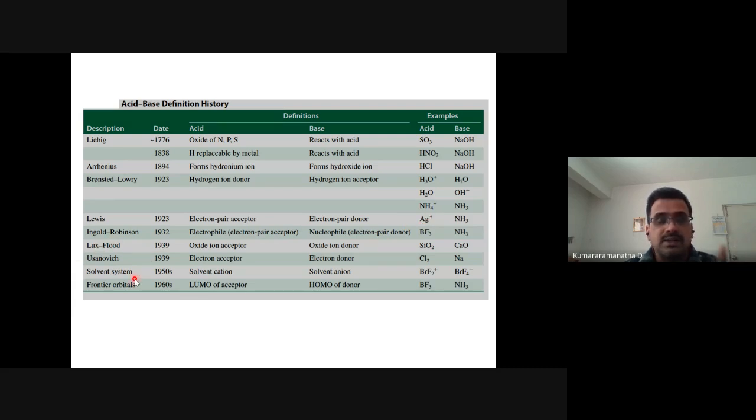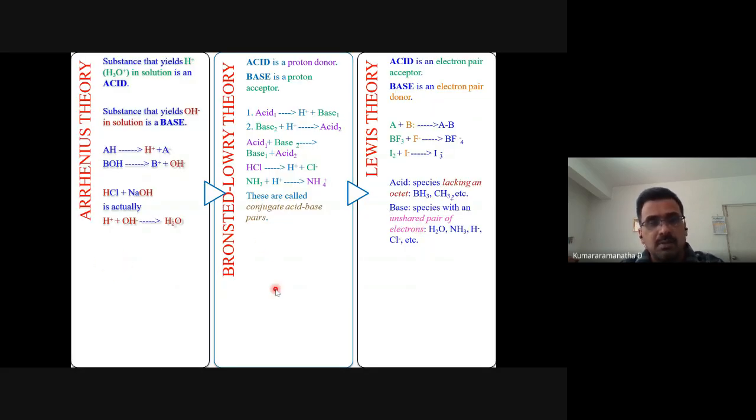Ingold, Robinson, Lux-Flood and several other systems have come up, even the frontier orbitals of molecular orbital theory, where they simply say the lowest unoccupied molecular orbital of the acceptor is referred to as acid, and those which donate electrons are obviously donors. You can see HOMO versus LUMO. That is why I am telling you it is a very extensive update of acid-base theory, all the way from 1776 till 1960. As I told you, Arrhenius, Bronsted-Lowry based on proton acceptor or donor, and Lewis theory, electron deficient compounds are acids and electron rich ones are donors.